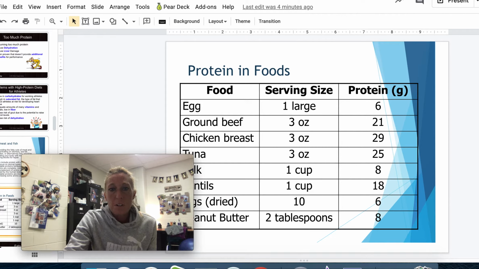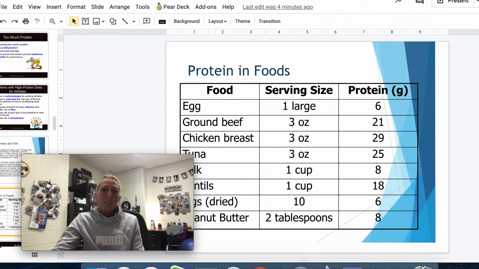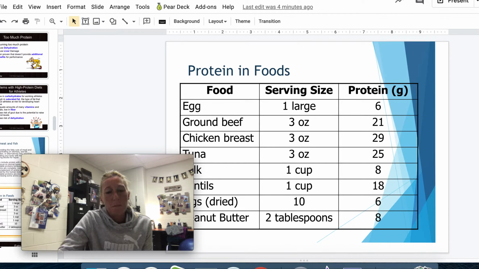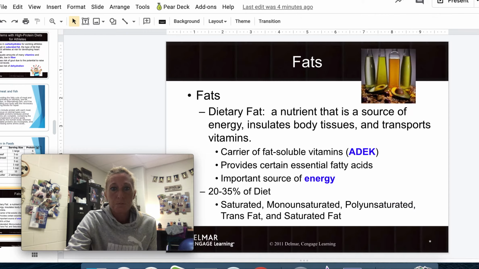Protein in food, there's just some examples. One egg would have 6 grams of protein, just to give you an idea of where we're at. Ground beef, 3 ounces would be 21 grams of protein, so that's pretty good. And one chicken breast that is 3 ounces would be 29 grams of protein. Tuna, 25 grams of protein. Milk, lentils, peanut butter, 2 tablespoons of peanut butter, 8 grams of protein. So just some examples of high protein foods that you could put in your athlete's diet.